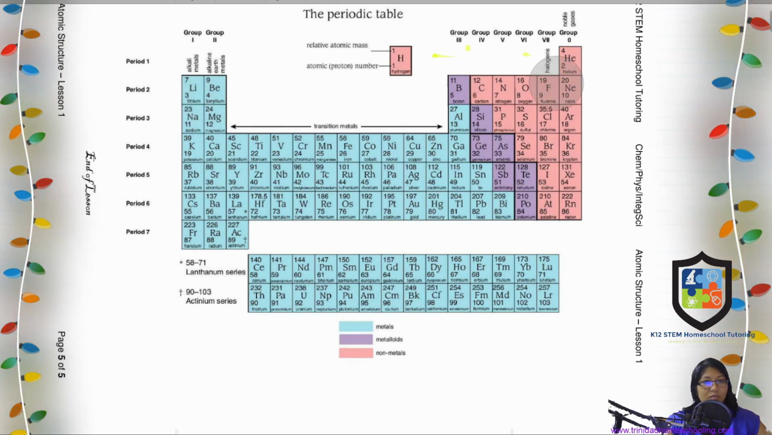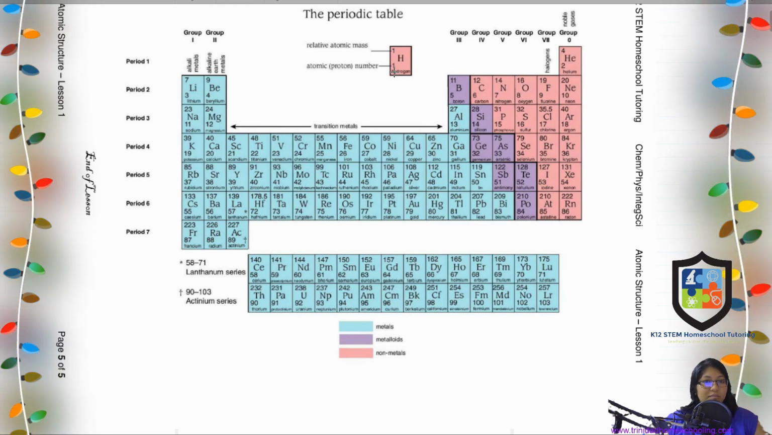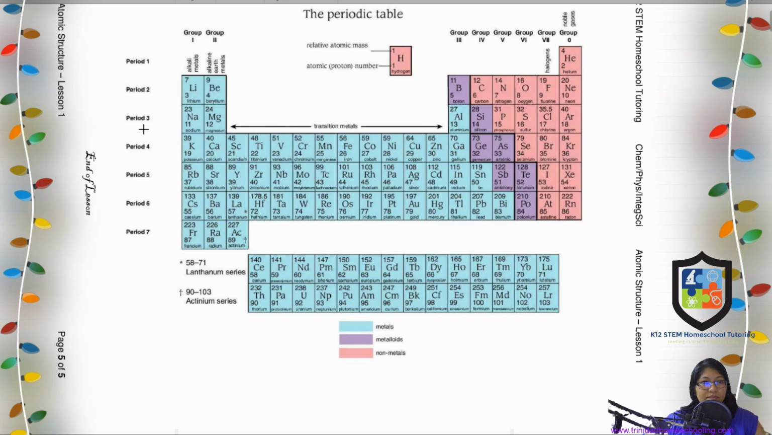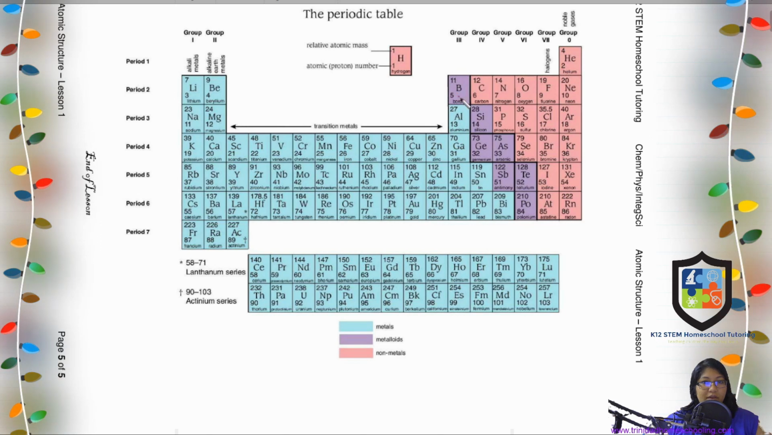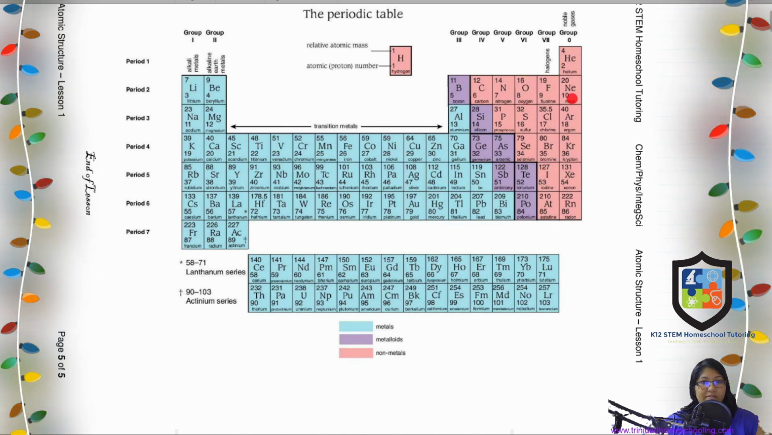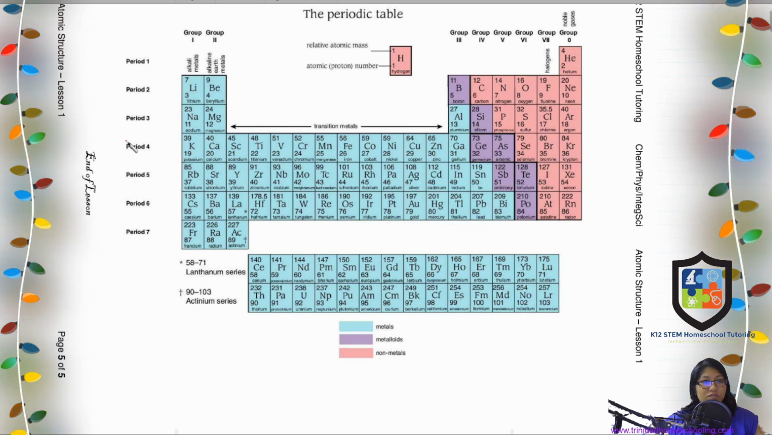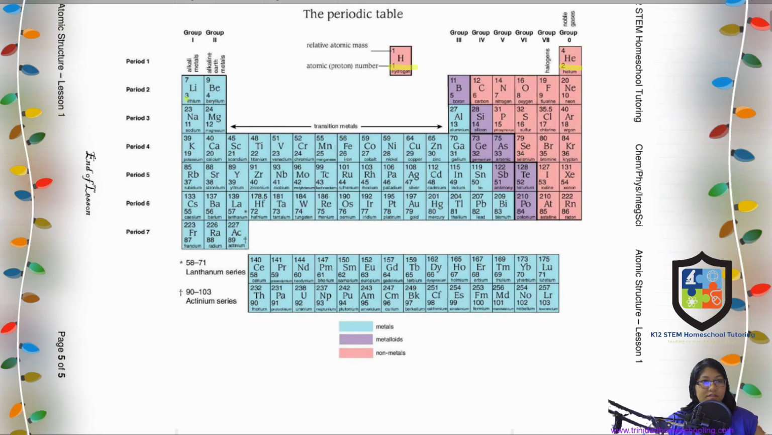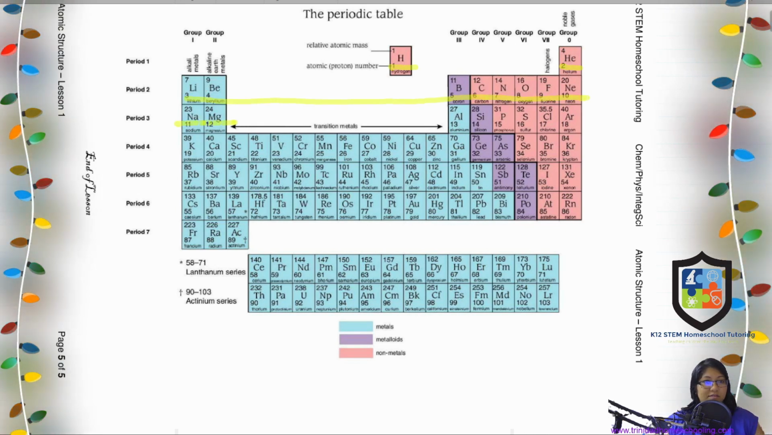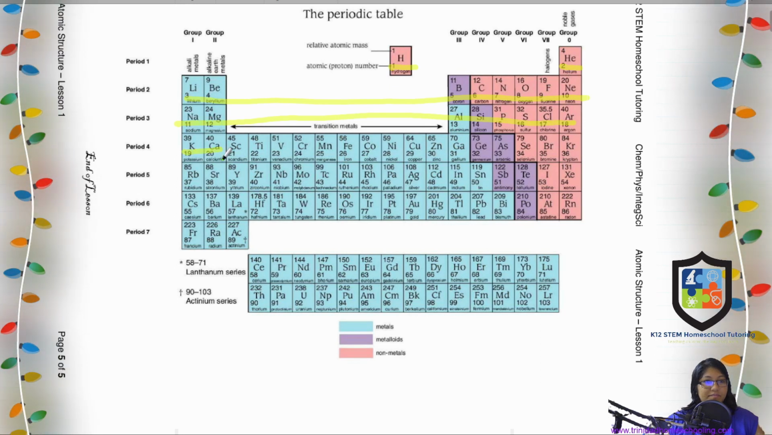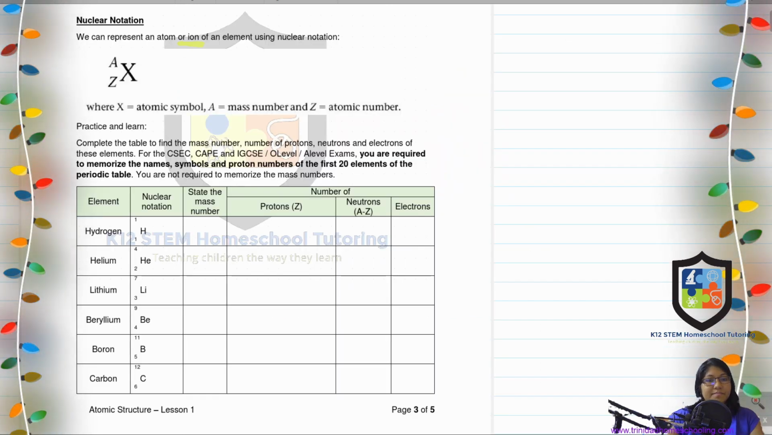Now they are listed in order. So we are just going to look at the atomic proton number. So we have 1, 2, 3, 4, 5, 6, 7, 8, 9, 10, 11, 12, 13, 14, 15, 16, 17, 18, 19, 20, which is where we have to stop. So we need to memorize these first 20 elements here.